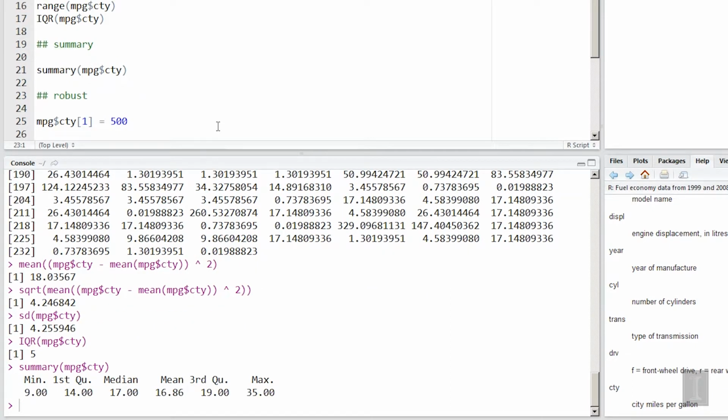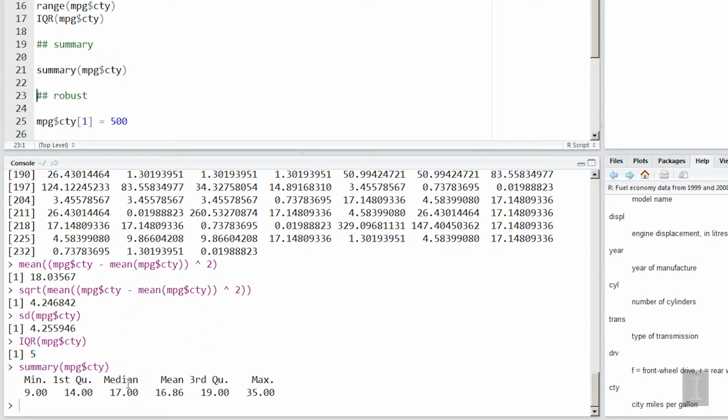We see a number of things here. So this sort of summarizes the data. We have the minimum and the maximum, which is the range that we saw before. We have the median and the mean, which were the measures of center that we saw before. We also have the first quartile and the third quartile. So these are similar to a median.